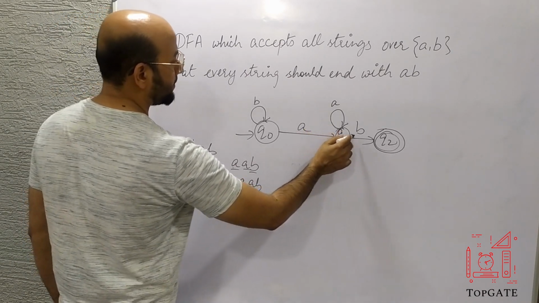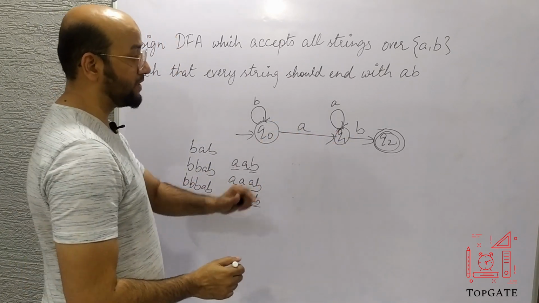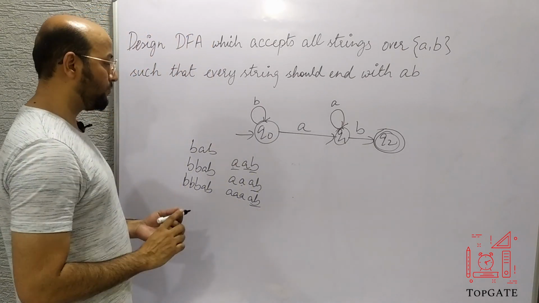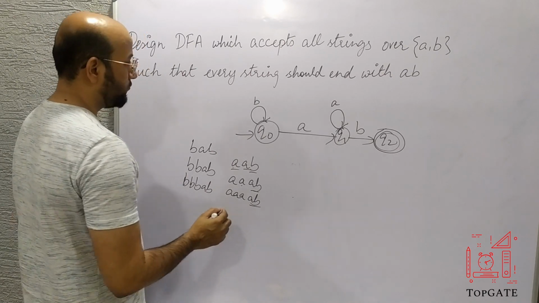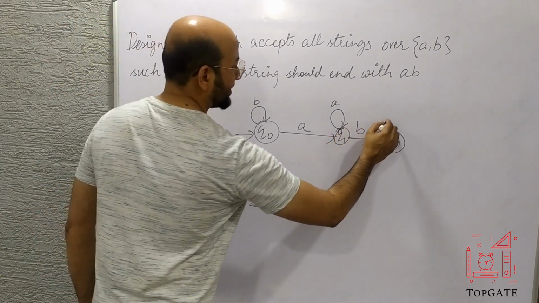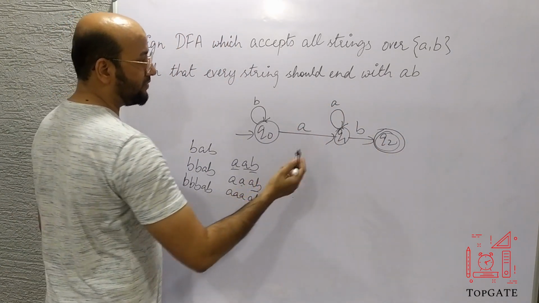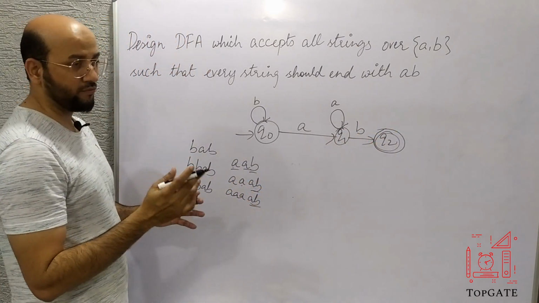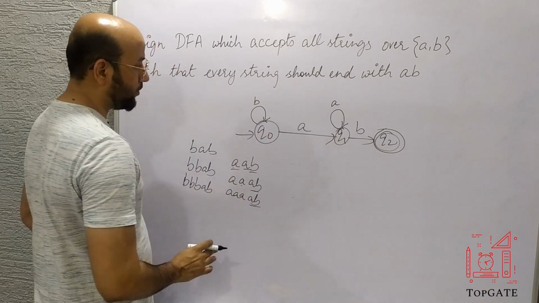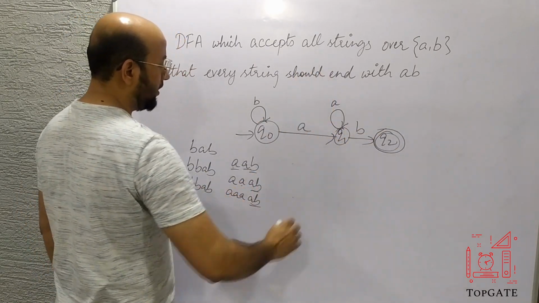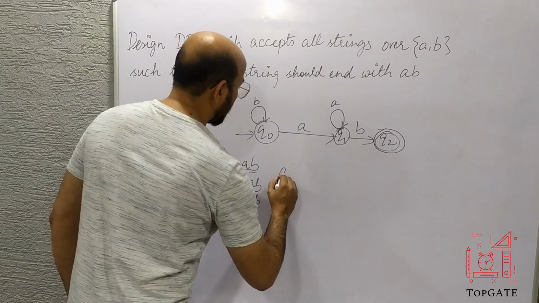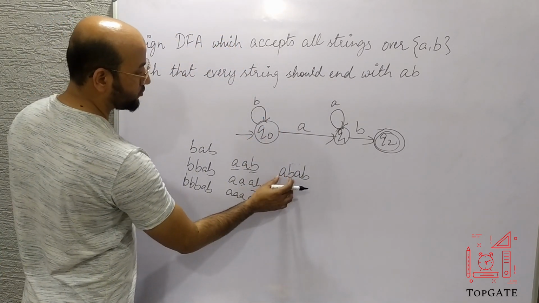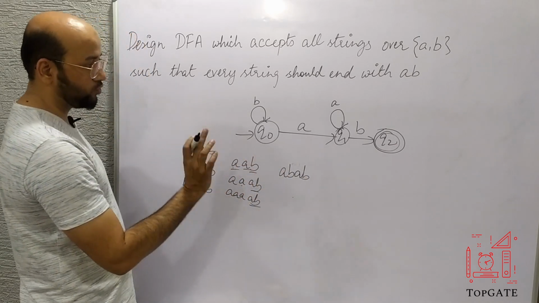Path for A is there, path for B is there. Now comes the interesting part, that is on Q2 I need a path for A and for B also. Now I cannot take a self loop of A, B here. Why? If I take a self loop of A, B here, then the string will end with any character. It will not necessarily end with AB. So I cannot take a self loop of AB here. Suppose I have AB as a substring. It is again a string which contains AB in the last, so it should be accepted.